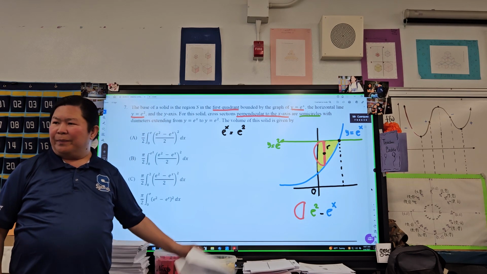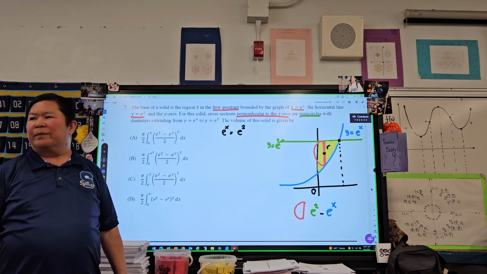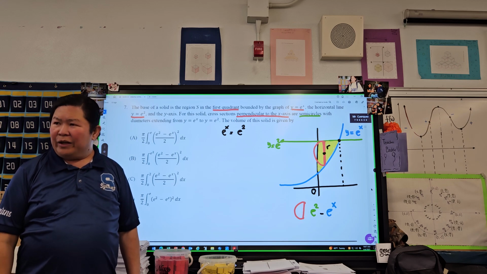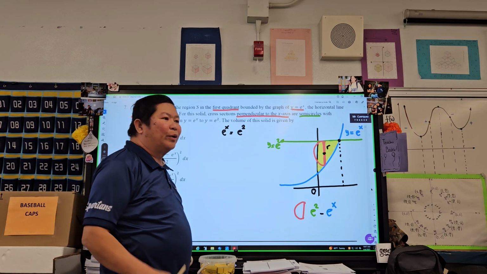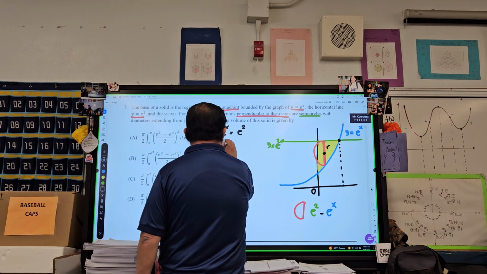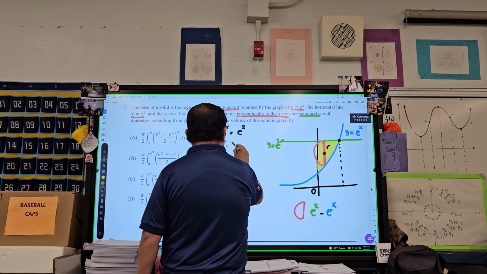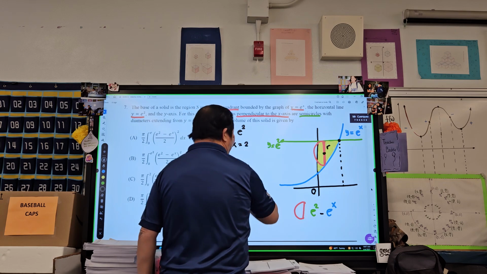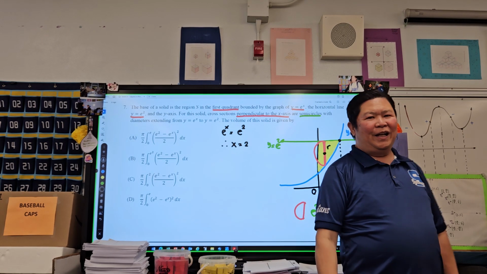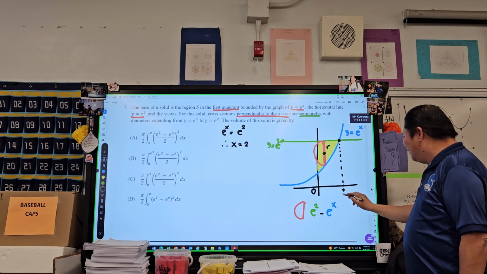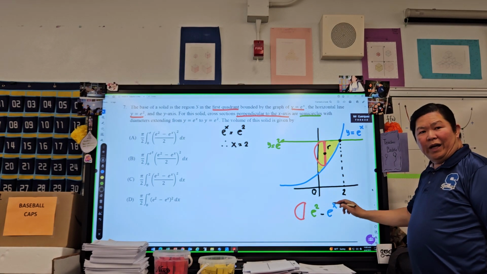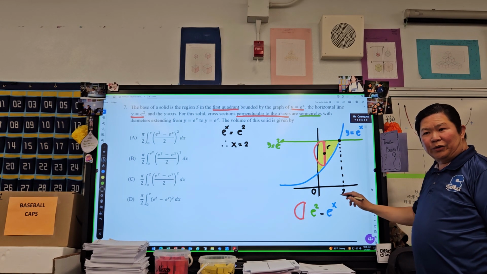The power. What's the power on the left? What's the power on the right? So the value of x is 2, right? Therefore, it's just C. x equals 2. So this is 2 right here. So we understand that the limit is from 0 to 2.